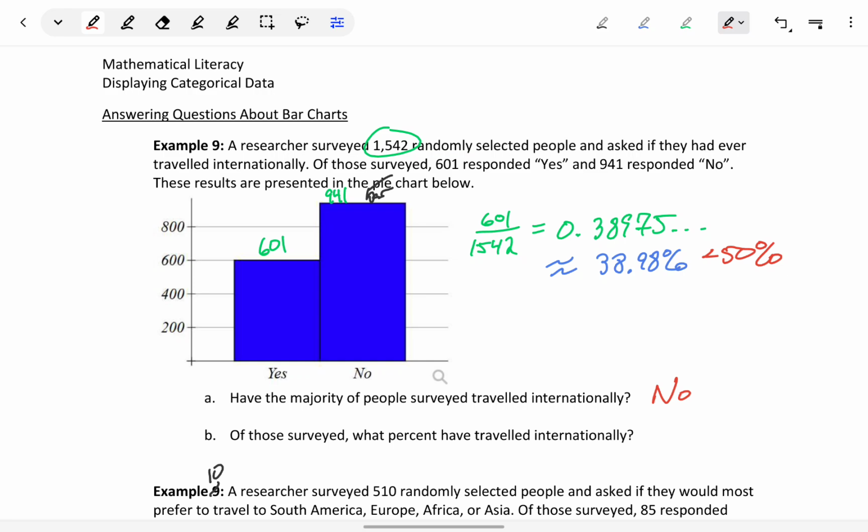Then we're asked in part B, of those surveyed, what percent have traveled internationally? We already found that out when we were working out our answer for part A. Approximately 38.98% of people surveyed have traveled internationally.